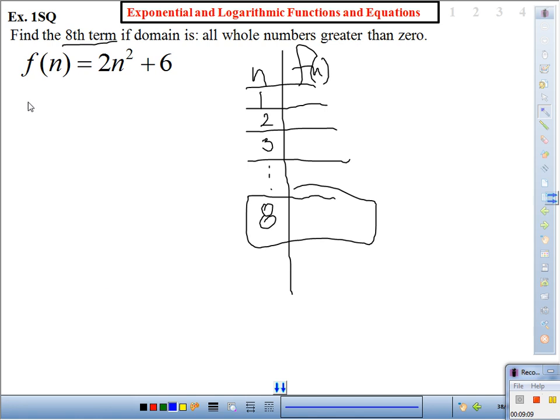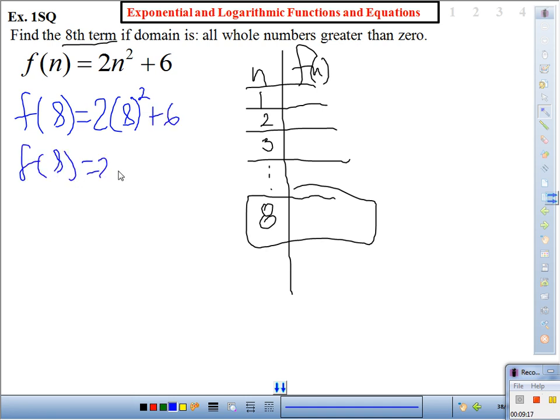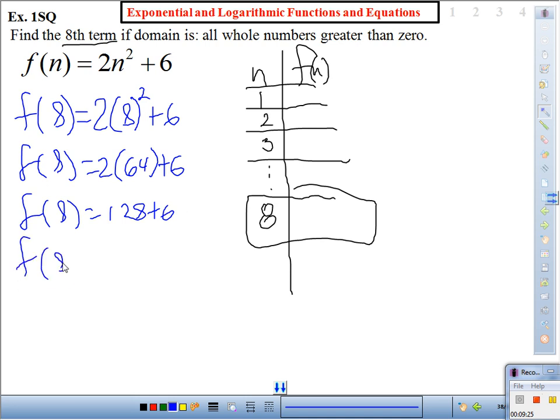So what would I write? F of 8 equals 2 times 8 squared plus 6. F of 8 equals 2 times 64 plus 6. F of 8 equals 128 plus 6. F of 8 equals 134. And that goes right there. Like, Mr. Q, come on now. Crank it up a notch.